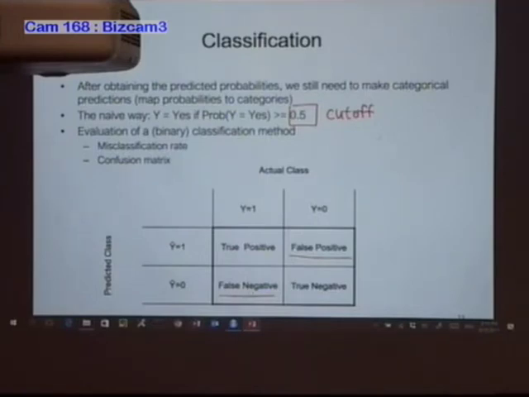Okay? Let's think about the balance story. There's some x. This is 0, this is 1. There are some good people, bad people. Okay? I have a logistic regression, so I have a probability. Everybody, I give them a probability. So let's start with a cutoff of 0.